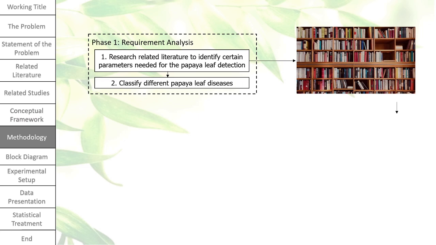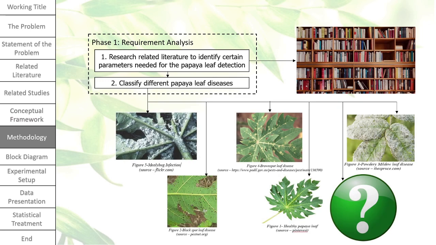From different sources, there are a lot of papaya diseases. But upon interviewing the Bureau of Plant Industry in Region 11, the most common papaya leaf diseases here in Mindanao are the following: mealybug infection, brown spot leaf disease, powdery mildew, and black spot disease. So these are the diseases that are classified and will be the dataset of the study. Also, the healthy papaya leaf and an unknown disease will be added for training.